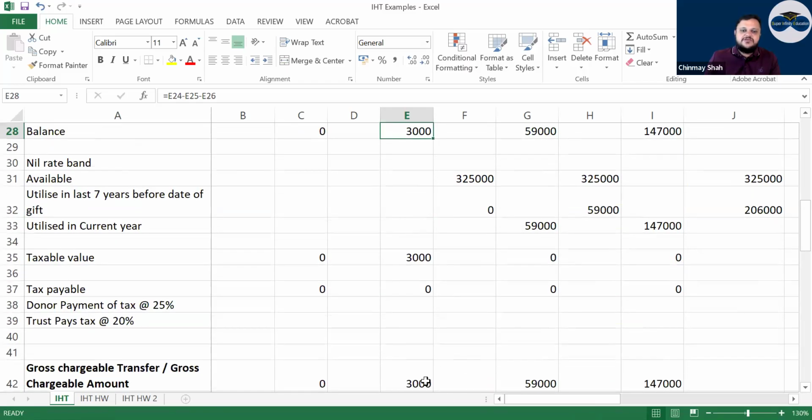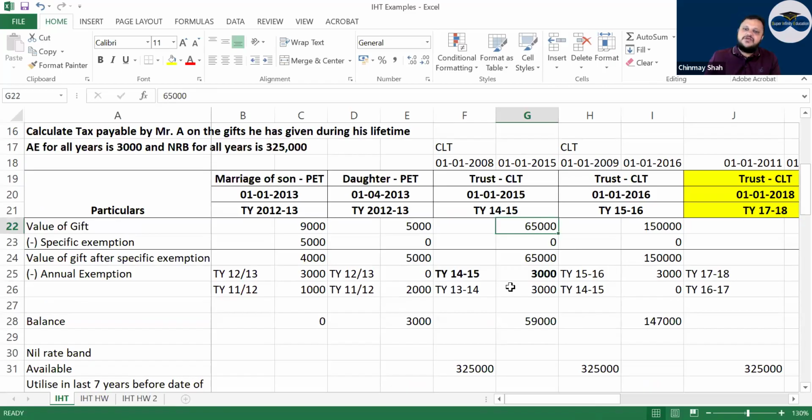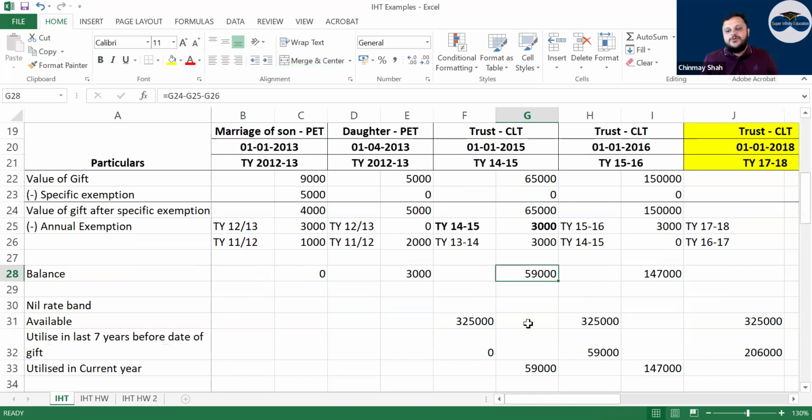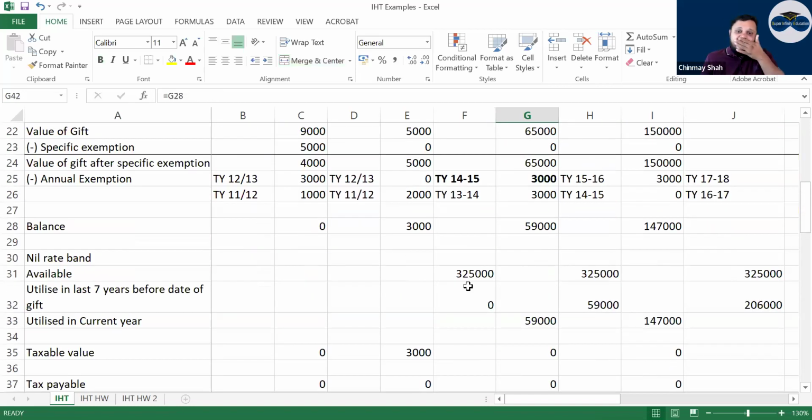So this 3,000 is only GC or GCT. Then coming to the CLT part, 65,000 worth of CLT you are done on tax year 14-15. Now 14-15 ka 3,000 can be used, and no gift in 13-14, so 13-14 ka 3,000 will also be used. So your balance is how much? 59,000. This should become your GCT if no tax is payable. So 59,000 only becomes your GCT, because in this case, out of the 325,000, so what you do?